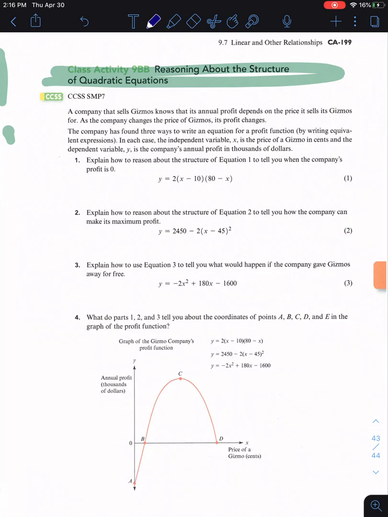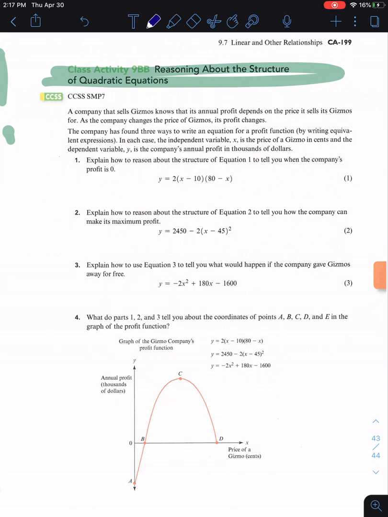And finally, let's take a look at our last activity for the course, and putting it all together here. This is something similar to what we did in the Algeblocks handout. So a company that sells gizmos knows that its annual profit depends on the price it sells the gizmos for. As the company changes the price of gizmos, its profit changes.